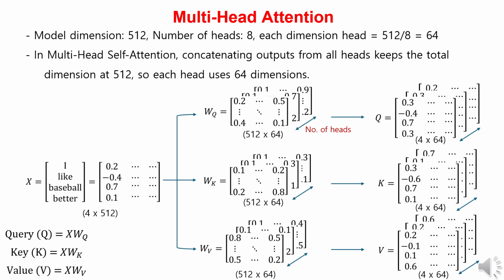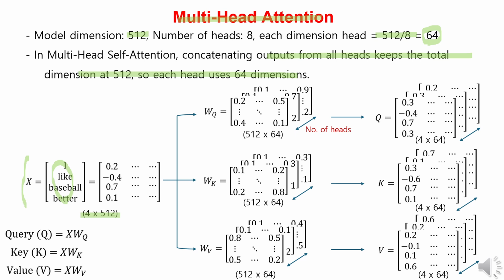Using the same self-attention example as before, let's now see how multi-head self-attention works in practice. In the transformer, the model dimension is 512, and this is divided across 8 heads. As a result, each head operates on a 64-dimensional subspace, since 512 divided by 8 is 64. This design ensures that when the outputs of all heads are concatenated, the overall dimensionality remains 512. The input sentence, "I like baseball better," is represented as a 4 by 512 input matrix X.